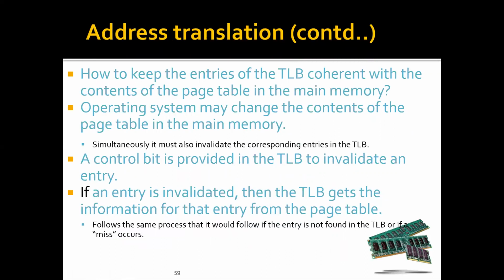So how do we keep the entries of the TLB coherent with the content of the page table in the main memory? If there is any change in the page map table, the same has to be reflected in the TLB as well, because the TLB contains a part of our page table. Therefore, the operating system may change the content of the page table in the main memory and simultaneously invalidate the corresponding entries in the TLB. For that, a control bit may be provided.